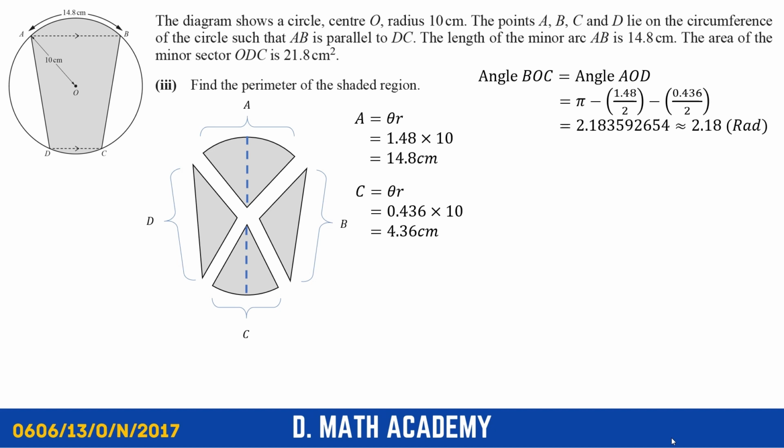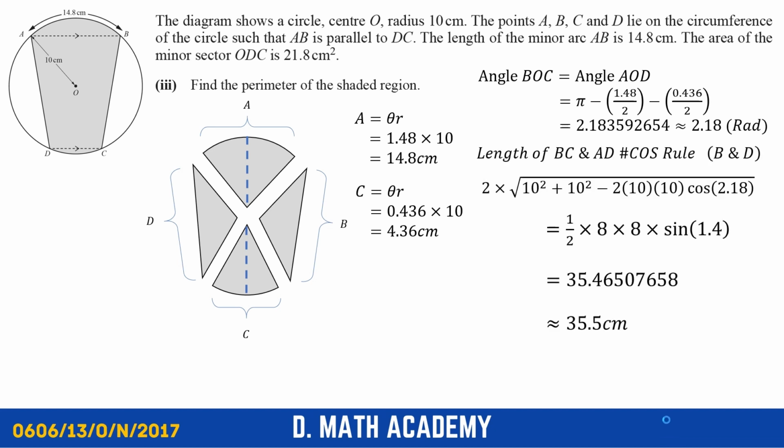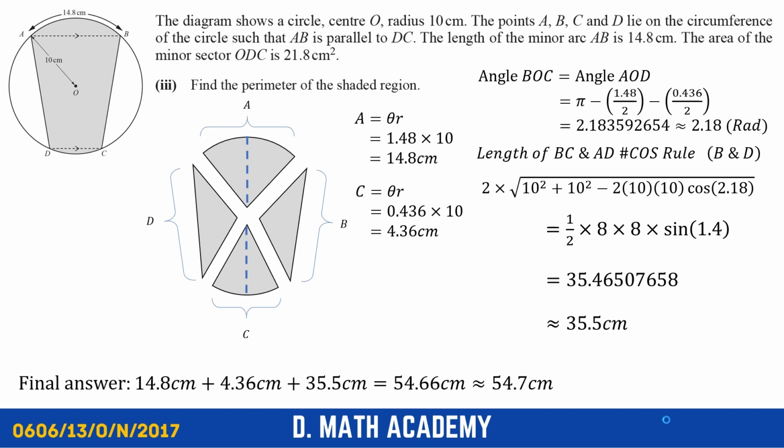For us to calculate BC's and AD's length, I'm using the cosine rule over here. To simplify and make my working faster, I immediately multiply the result by 2. So 2 times the formula, sub in your cosine 2.18, and through this calculation you will get 35.5 centimeters. So add everything up, you will get 54.66 centimeters, which translates into 54.7 centimeters for this.